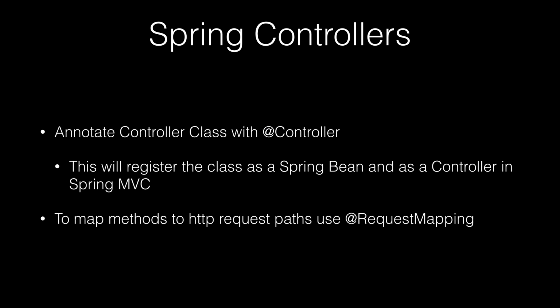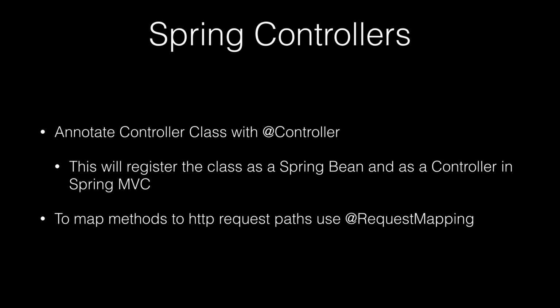This will tell Spring to manage that class as a Spring bean and that it is a Spring MVC controller. Now to set up the request path, we are going to use the annotation @RequestMapping to tell Spring to associate a path with a controller method. In this module, we are just going to look at configuring the controller to return data to the view. In the next video, we're going to take a look at the actual view layer.